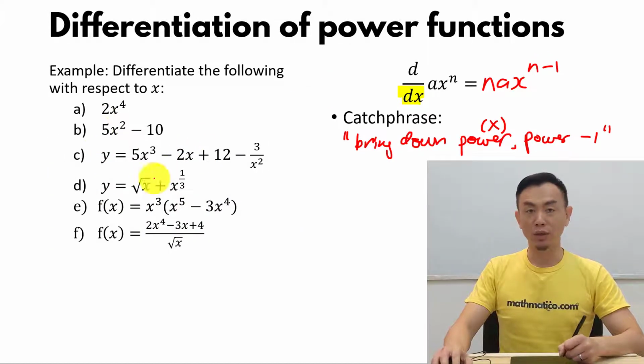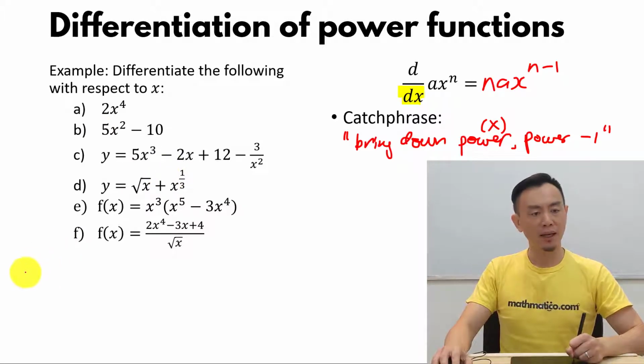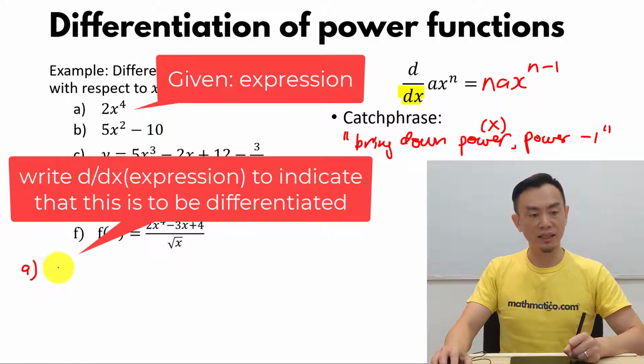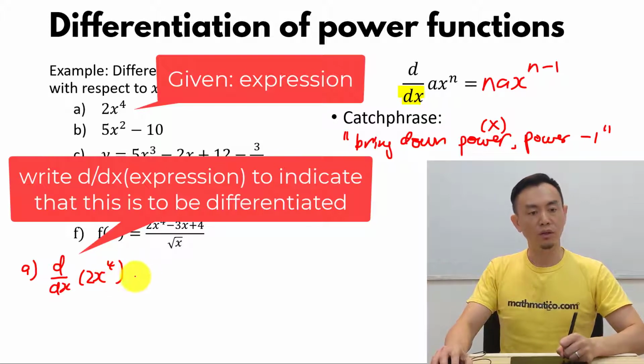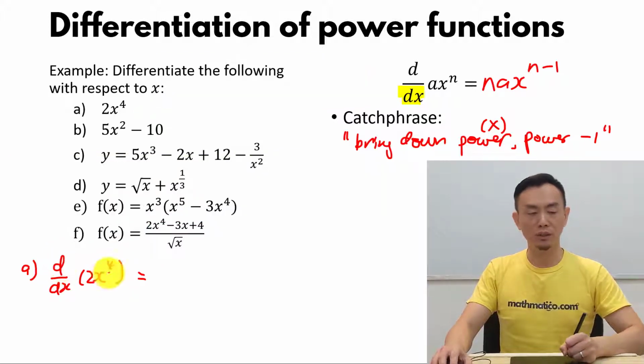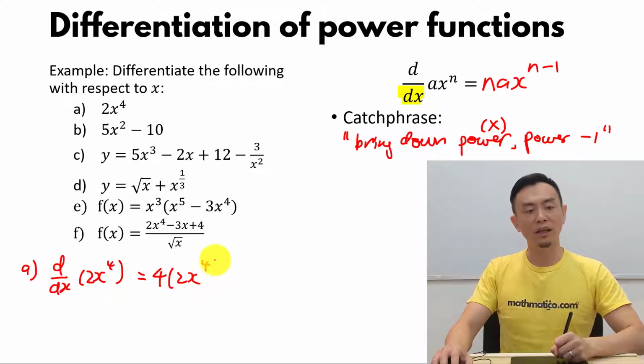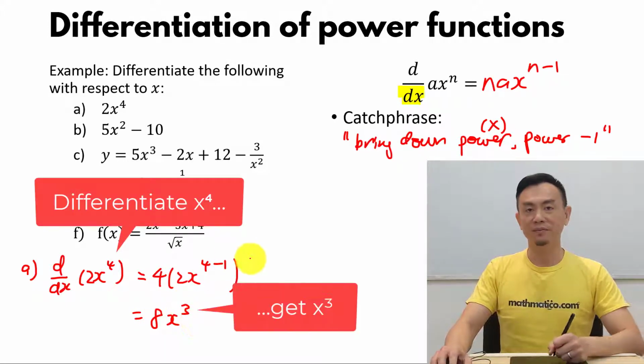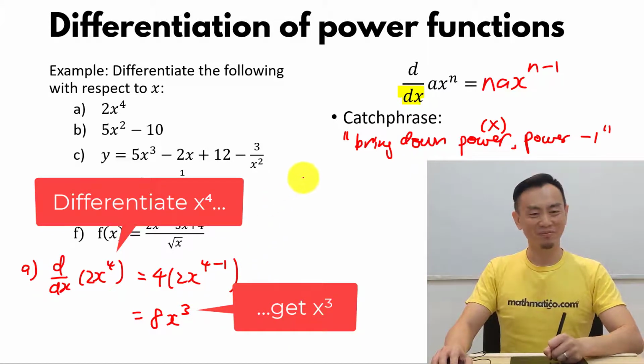We're going to differentiate the following with respect to x. Part A. Now, this is an expression given. So before we start, we have to write d dx of 2x to the power of 4. So we're going to operate differentiation on 2x to the power of 4. The power here is 4. You bring it down to become a multiply. So you have 4 times 2x to the power of 4, and the power 4 minus 1. Simplify it. 4 times 2 is 8. x to the power of 4 minus 1 is 3. Right, easy.